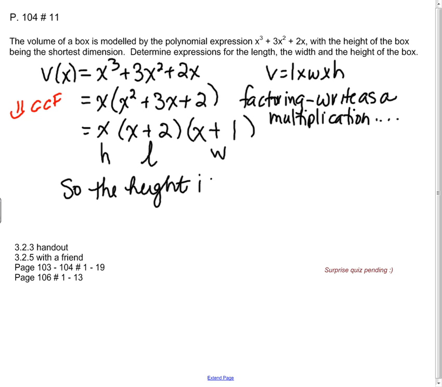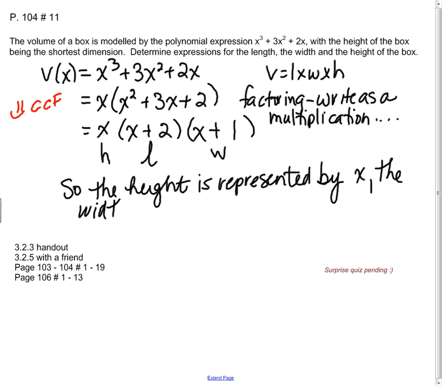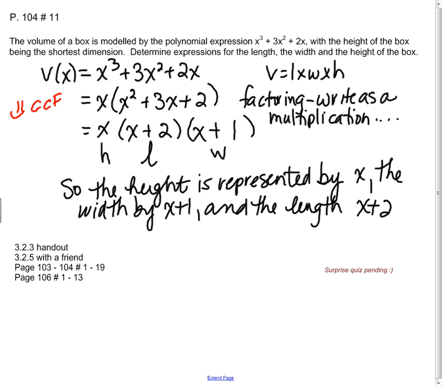So the height is represented by, of course you're going to give me nice form and always give me nice sentences, x, the width by x plus 1, and the length x plus 2.